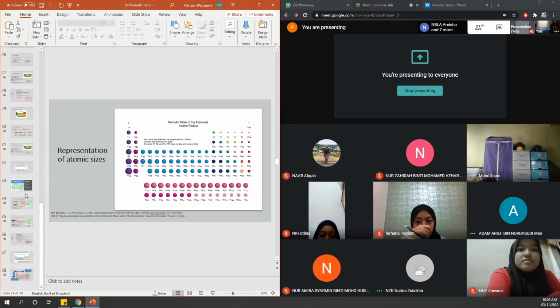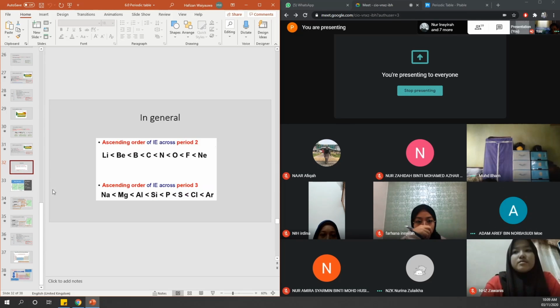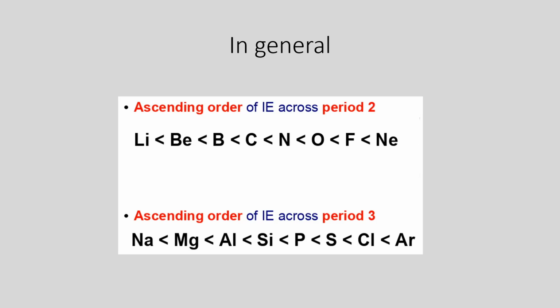kita tengok balik tadi. So, the general trend is across the period, dari kiri ke kanan, awak punya ionization energy should increase. So macam kita tengok tadi, dari kiri ke kanan, size dia makin kecil kan. So elektron tu lagi dekat kan. So susah nak tarik dia keluar. Okay, samalah kalau turun ke bawah, bila lagi besar, elektron tu lagi jauh, lagilah senang nak tarik.